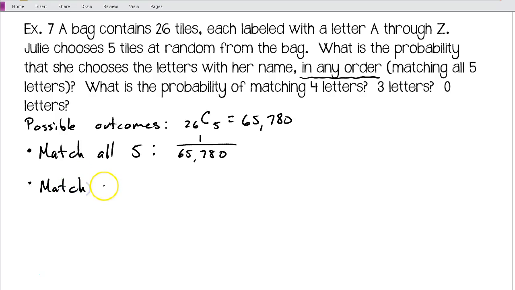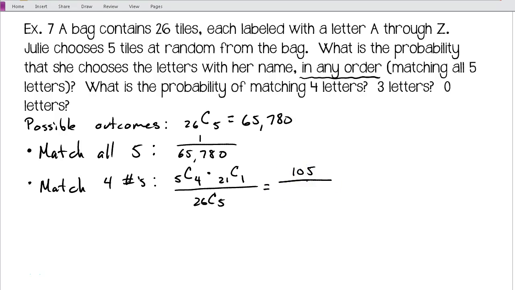If we try to match 4 letters, she's got 5 letters in her name, and we're going to match 4 of them, which leaves 21 letters left, and we're going to choose one of those. And that would be out of our 26 choose 5. So to only match 4 increases her odds a bit to 105 out of 65,780, which would reduce to 21 out of 13,156.